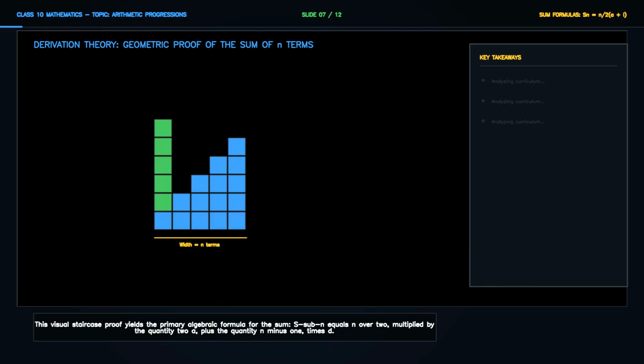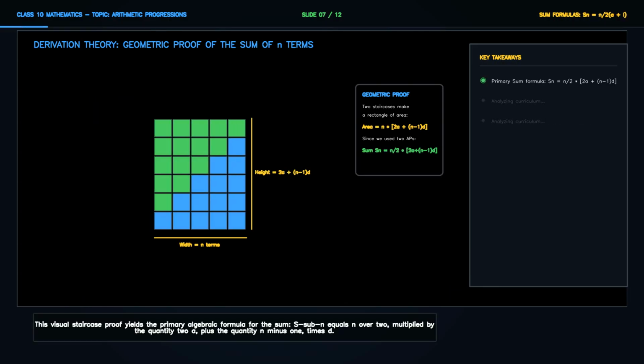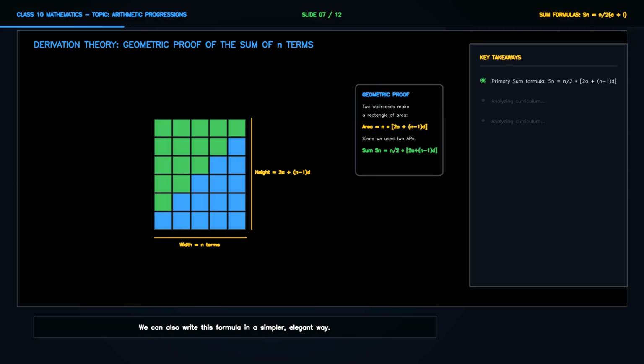This visual staircase proof yields the primary algebraic formula for the sum. S sub n equals n over 2, multiplied by the quantity 2a plus the quantity n-1 times d. We can also write this formula in a simpler, elegant way.